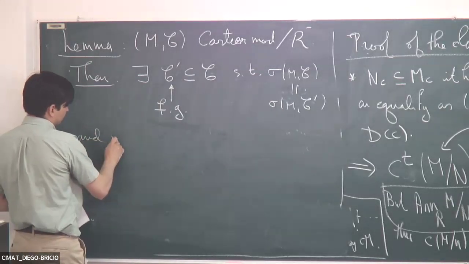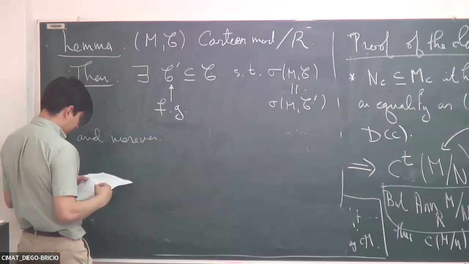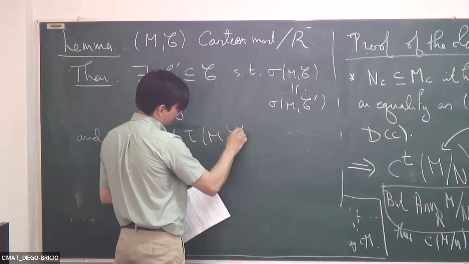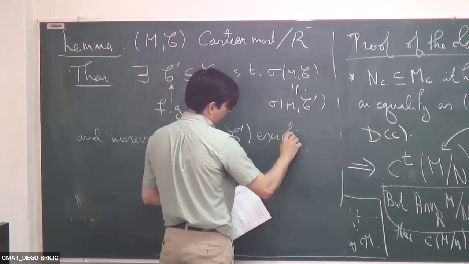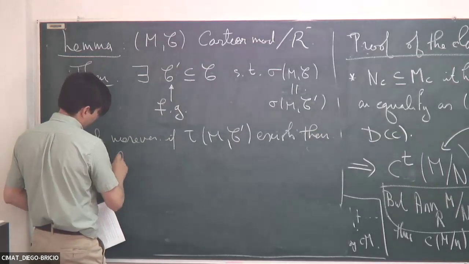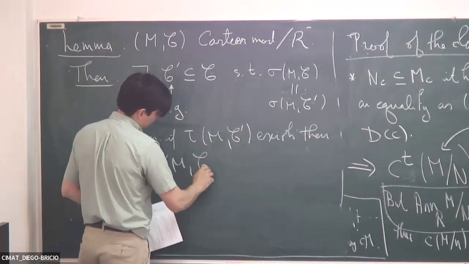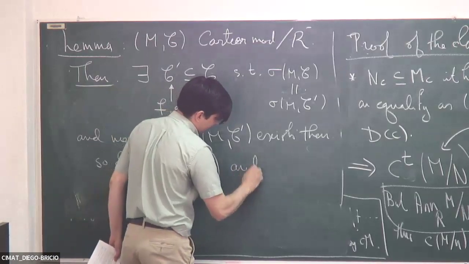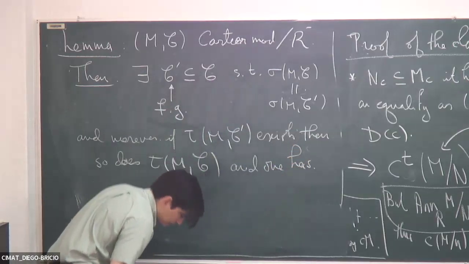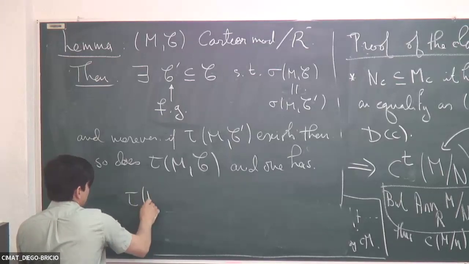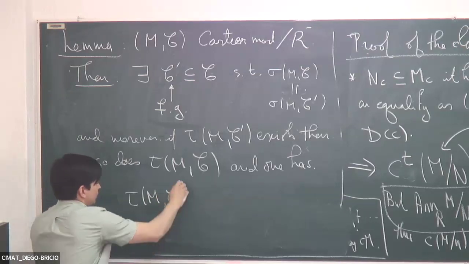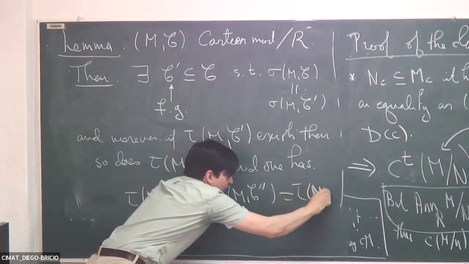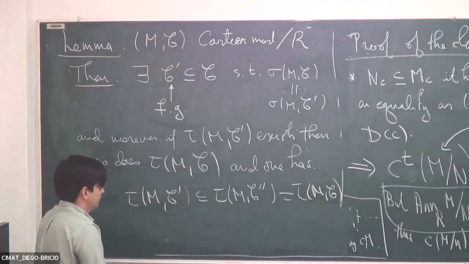And moreover, if tau exists for N with respect to C prime, then so does tau of N comma C. So tau of N comma C prime is contained in tau of N. Maybe I didn't write this in the best way possible, but there will be a second finitely generated Cartier algebra C double prime.